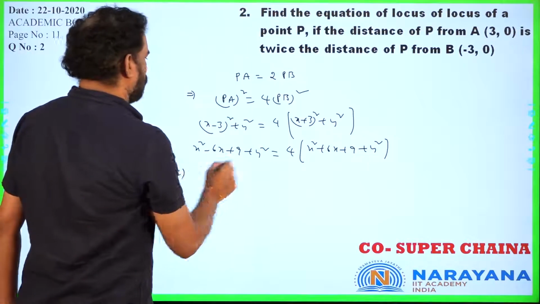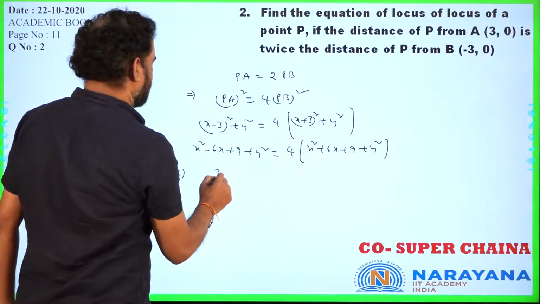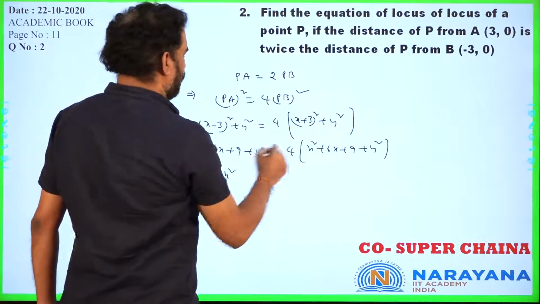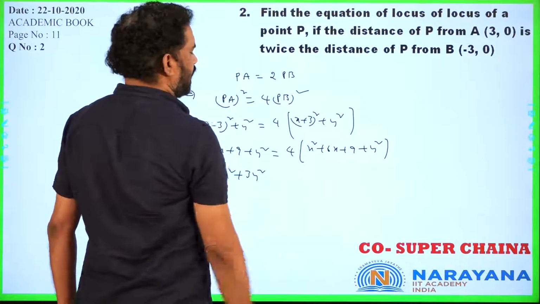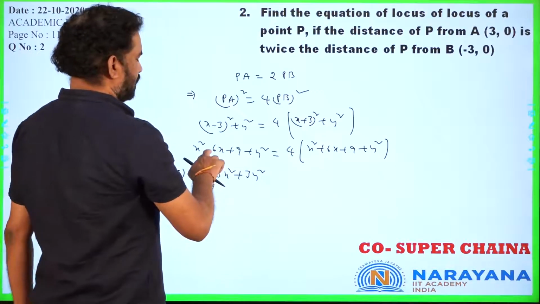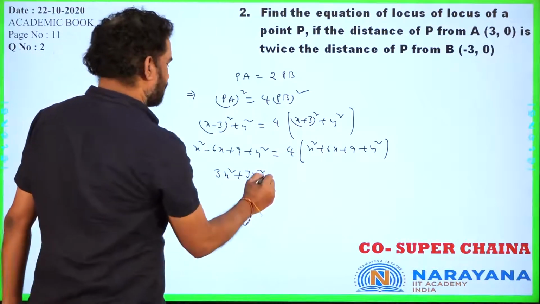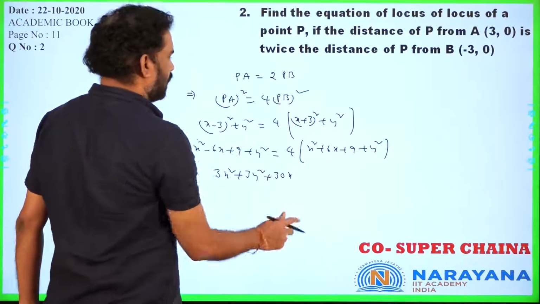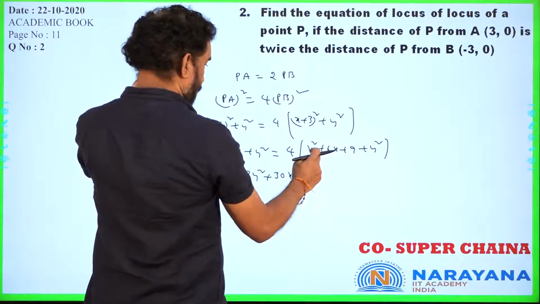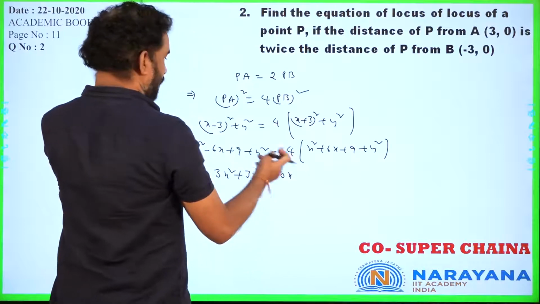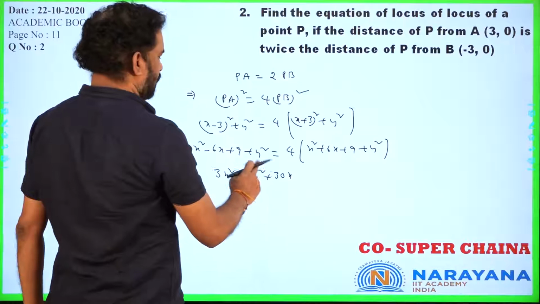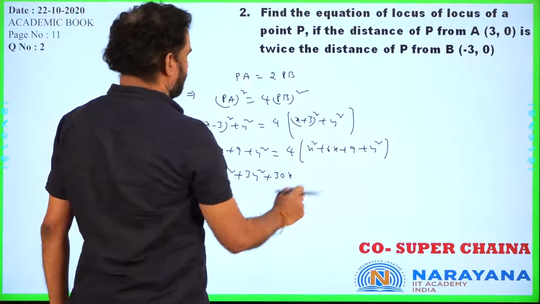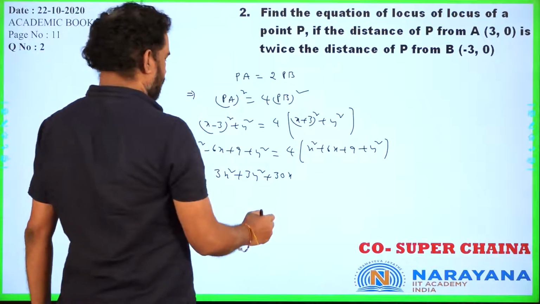So 4x square minus x square is 3x square, 4y square minus y square is 3y square, and 24x plus 6x is 30x. So there is no y term, no? Very good. Then the constant is 4 nines are 36, 36 minus 9.